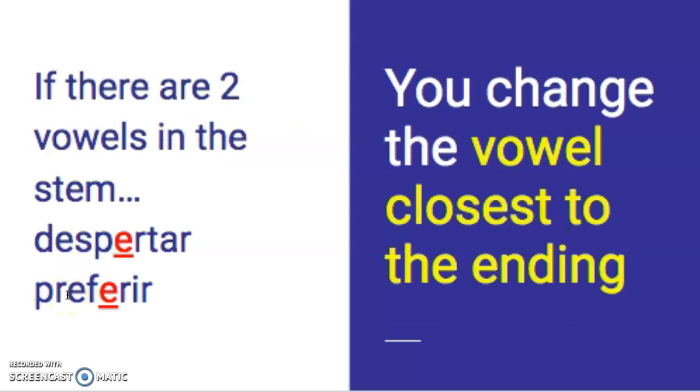If you have two vowels, like in despertar or preferir, despertar of course means to wake up, and preferir means to prefer. So there are two E's in my stem once I get rid of the AR. And so I would just want to do the one that's closest to the end. Same here. There's two E's in the stem once I get rid of the IR. So I want to make sure that I do the second, the closest one to the end, the second E.